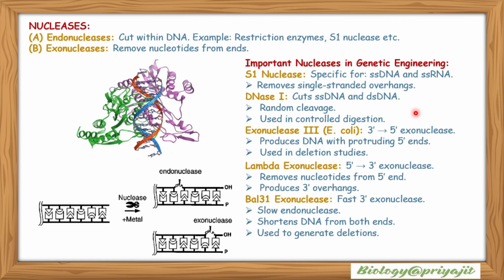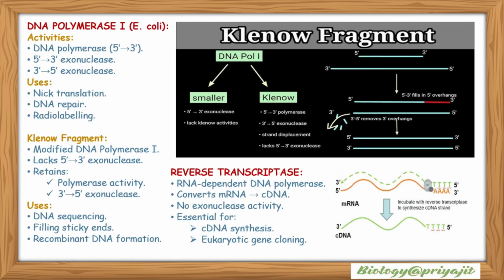Lambda exonuclease has 5' to 3' exonuclease activity. It removes nucleotides from the 5' end and produces a 3' overhang. BAL31 exonuclease has fast 3' exonuclease and slow endonuclease activity and shortens DNA from both ends, used to generate deletions. DNA polymerase I, derived from E. coli, has DNA polymerase activity, 5' to 3', 5' to 3' exonuclease activity, and 3' to 5' exonuclease activity. Its uses are the following: nick translation, DNA repair, and radiolabeling.